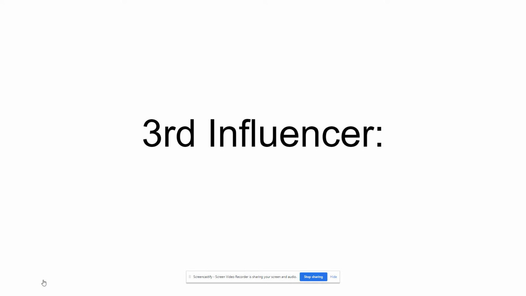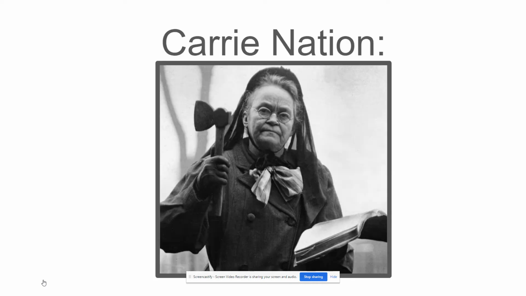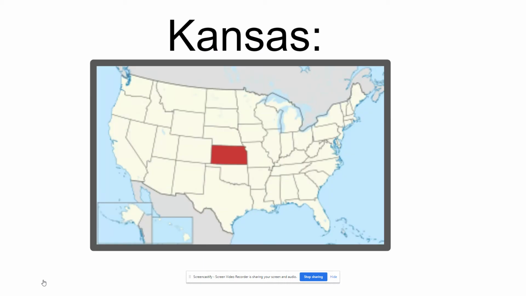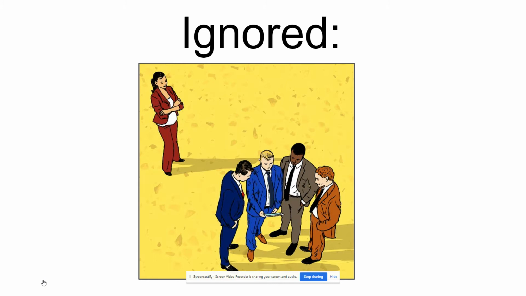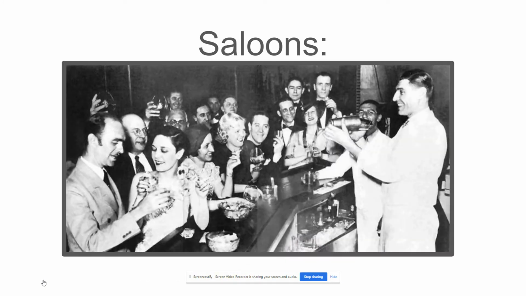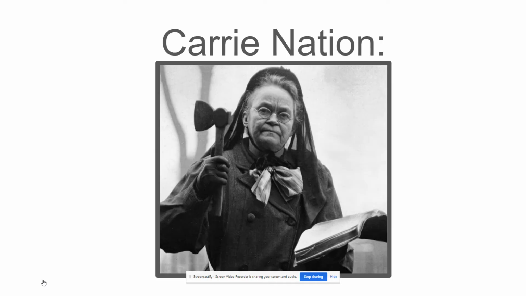Now, a third influencer, which is just a person, not a group, is somebody by the name of Carrie Nation. In 1881, Kansas actually got rid of alcohol. They banned it. That's about 40 years before the country banned it. And when they banned alcohol, it was ignored. The leaders of Kansas, there were bars everywhere, and they didn't do anything about it. And it was against the law. So Carrie Nation said, well, if you're not going to enforce the law, I am.